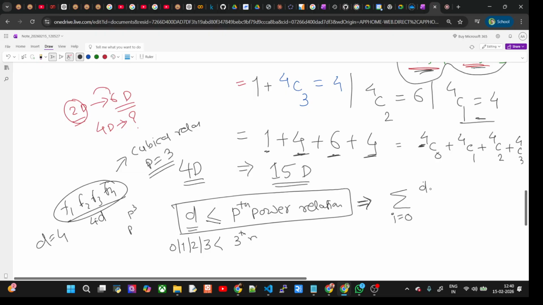So here d is 4, and you are choosing C, combination, which you know. And i is 0, 1, 2, 3. So this is the formula. This formula gives you how many features you need in the higher dimensions to map the lower dimension data. That formula gives you the number of features in the higher dimensions.